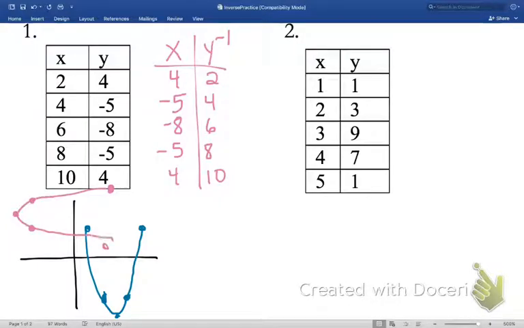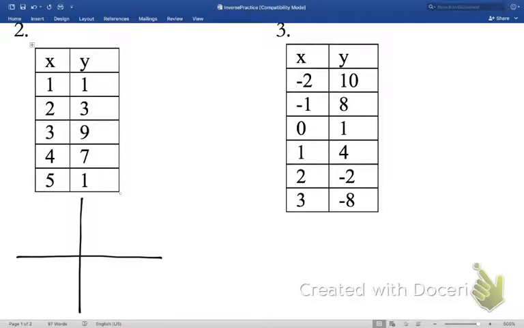Again, connect the dots. Oops, I missed a dot. Okay, do a better job of connecting the dots than I did. So notice your graph, if you cut it diagonally along the line y equals x, you have a perfect mirror image reflection across the line. That means it's definitely an inverse and that we graphed it correctly.